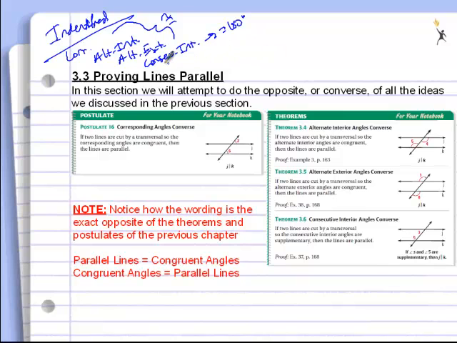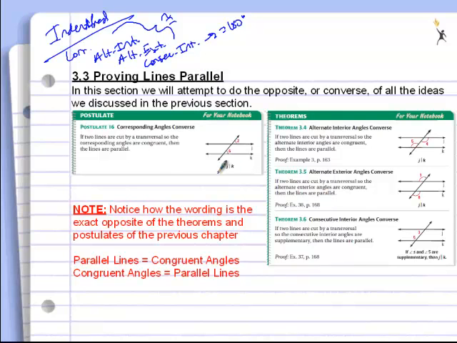In section 2, we learned that if you have parallel lines cut by a transversal, then corresponding angles are congruent. Alternate interior angles are congruent. And alternate exterior angles are congruent. We also learned that consecutive interior angles equal 180 degrees, or they're supplementary. That's what we've dealt with so far in Chapter 3.